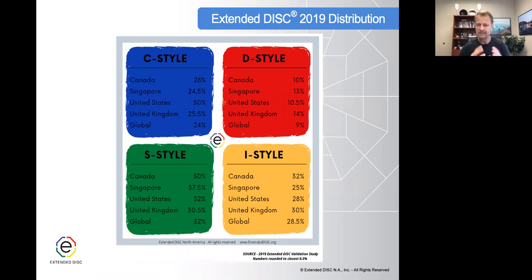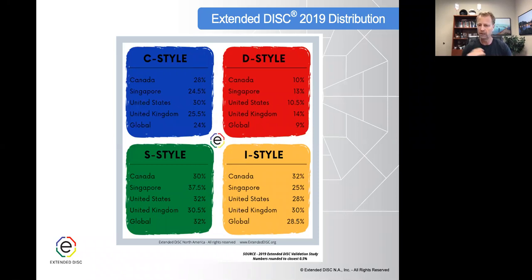All over the world, D style is the smallest percentage of the DISC styles. If you look at it globally, it is 9%, and in most countries it is right around 10%. The United Kingdom has always been one of the highest, but even that has diminished over time, because we track this through a global validation study that we do every 2 years. And D style has lowered slightly over the last 25 years since we've been doing this.